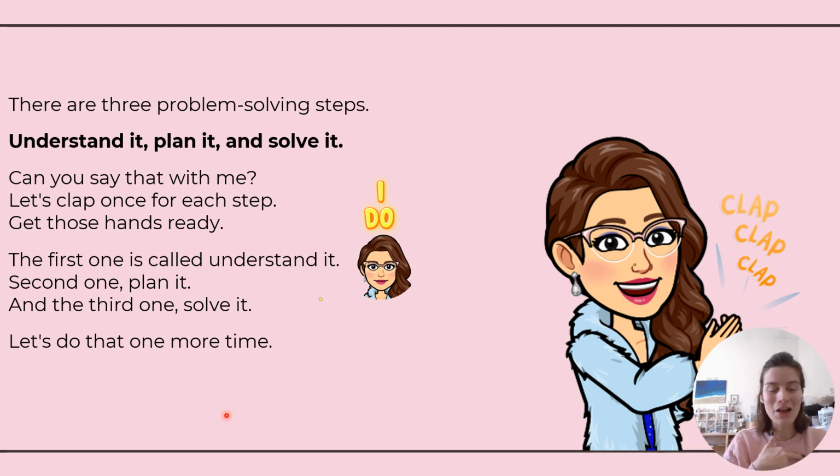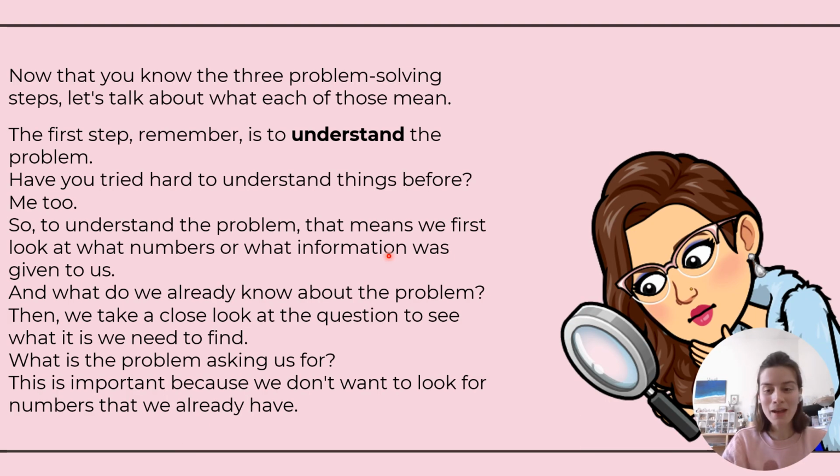All right, so I want you to go ahead and say those with me. Understand it, plan it, and solve it. The first one is called understand it, the second is plan it, and the third is solve it. Let's go ahead and review what these steps are and what they mean.